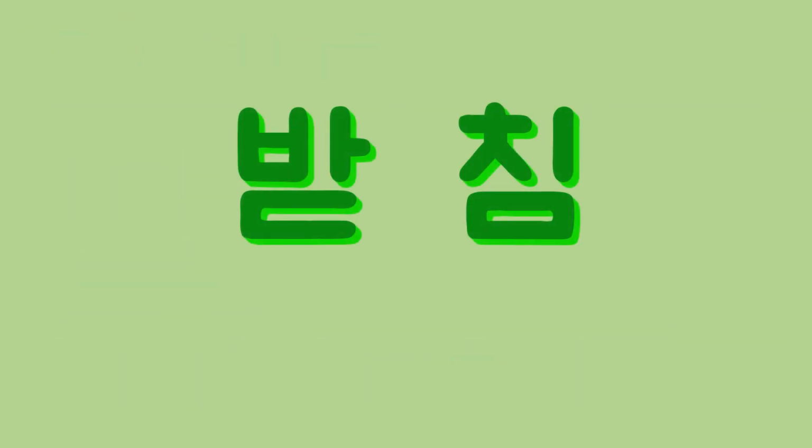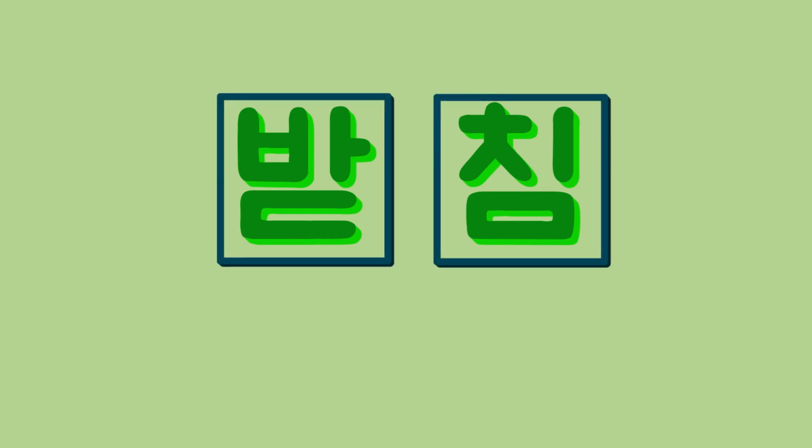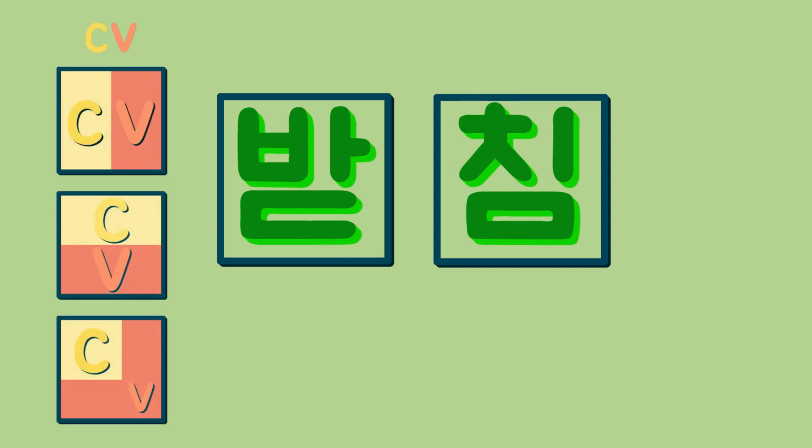You heard the word 받침 a ton of times today. Let's analyze why this sounds 받침. First of all, how many syllables do you see? 2. It is composed of 2 syllables. Then, let's focus on the first syllable. Is it CV or CVC syllable?